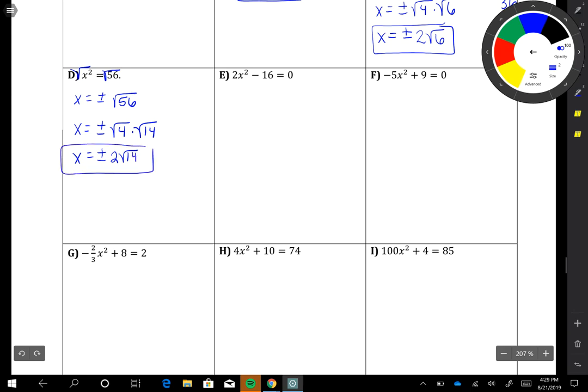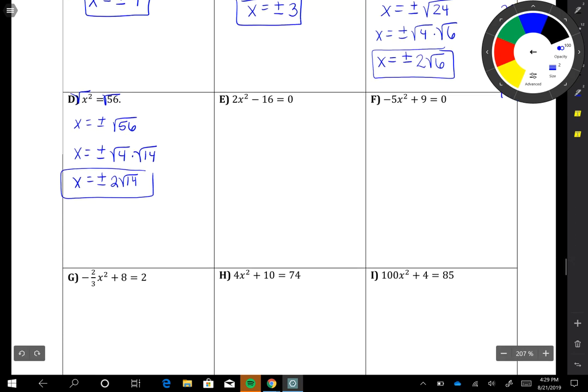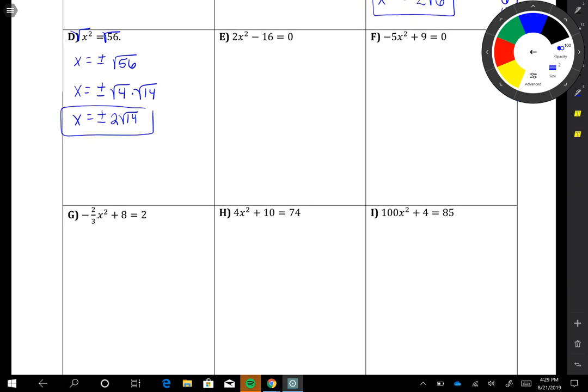Okay. Now, in the next couple examples, we're going to have a little more going on. Notice that the other ones we just had to add a number over. Well, now in letter E, I have 2x squared minus 16. So I'm going to have two steps I need to take to get the x squared by itself. The first thing I'm going to do is add 16. So that leaves me with 2x squared equals 16. And now I have to get that 2 off the x squared. So I'm going to divide both sides by 2. So I have x squared equals 8.